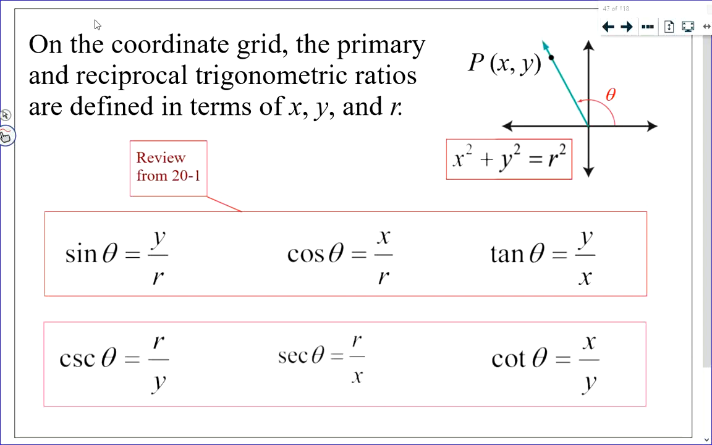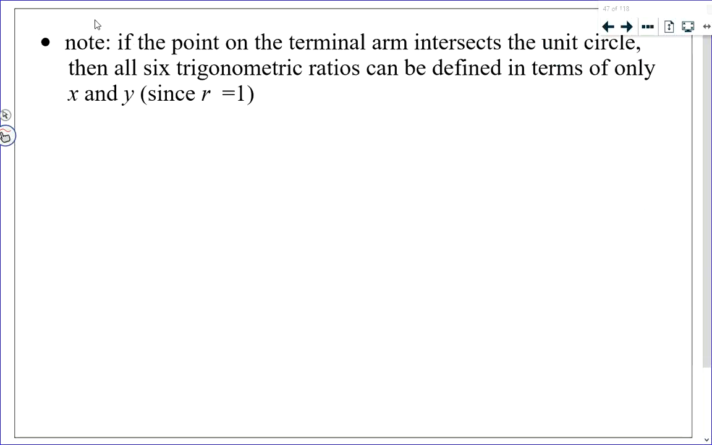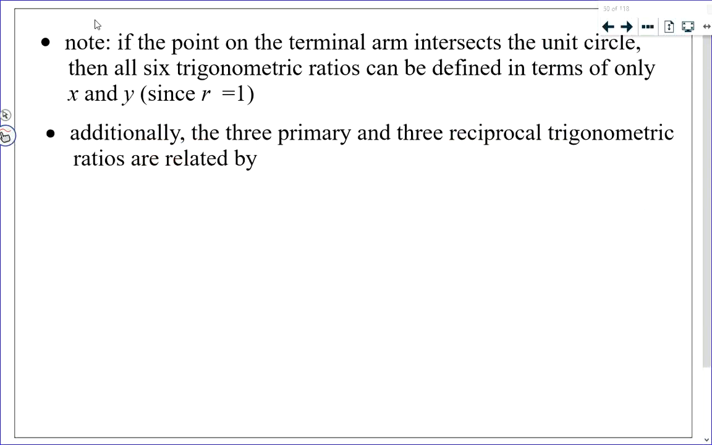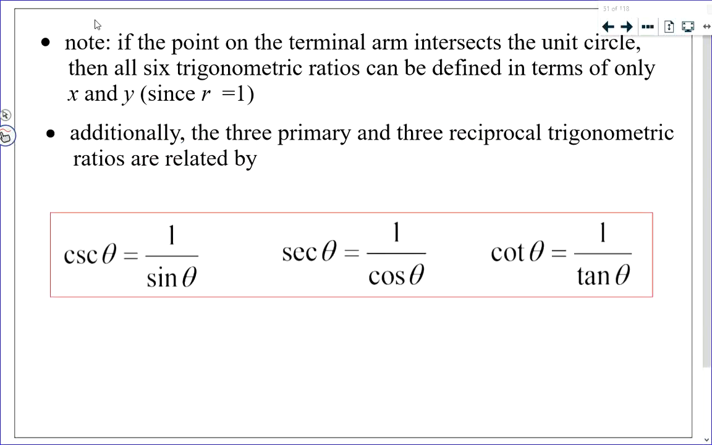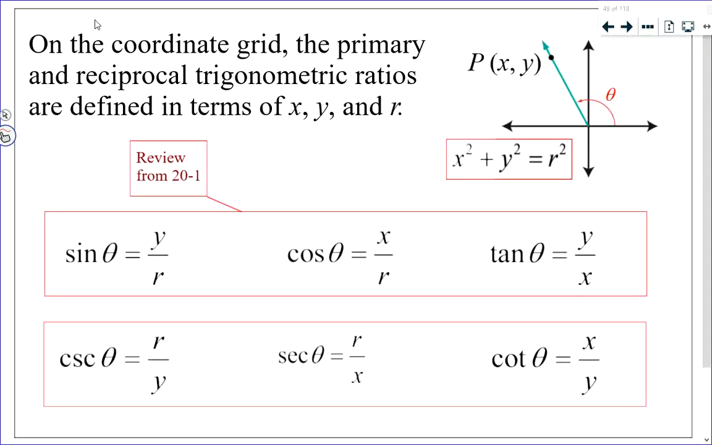What was new this year, as well as not giving you these formulas on a formula sheet, is knowing the definitions for the 3 so-called reciprocal trigonometric ratios. Cosecant is the reciprocal of sine, secant is the reciprocal of cosine, cotangent is the reciprocal of tangent. So knowing that, if cosecant of theta is the reciprocal of sine, and sine is y over r, cosecant is r over y. All we do is flip that over. You need to know that secant is r over x, and cotangent is x over y.